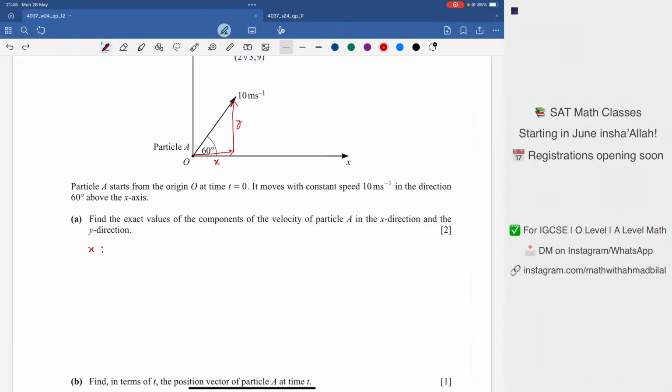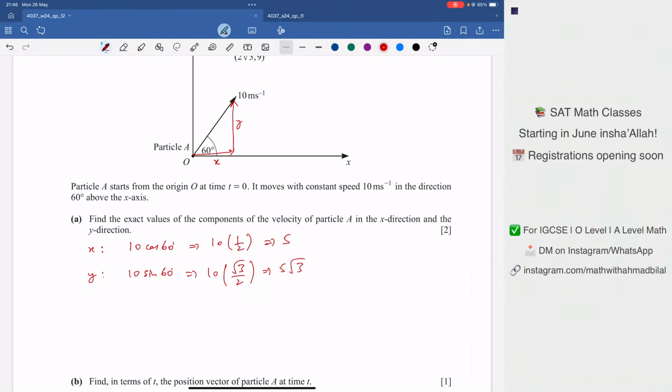This is 10, right? The component that's adjacent to the angle, that's the x component in this case, that will just have cos with it. So that's 10 cos 60. And the component that is on the other side of the angle, that's going to have sine with it. So it becomes 10 sin 60. Cos 60 is 1/2, right? So 10 into 1/2, that will give us 5. And the y component, that's 10 into √3/2, and that gives us 5√3. This is the y component that we've got from this, right?